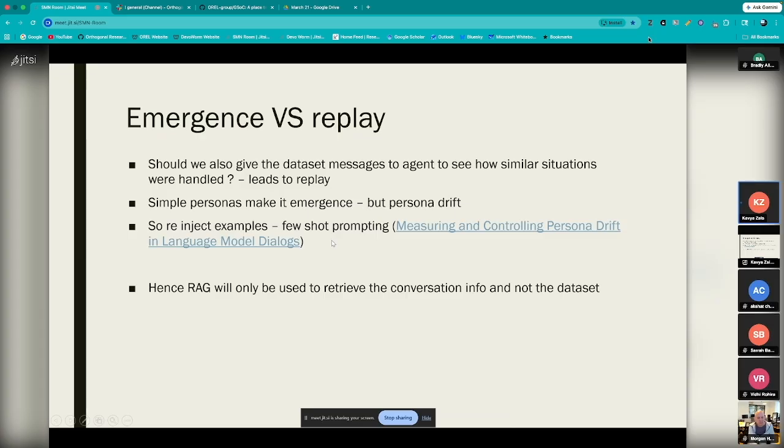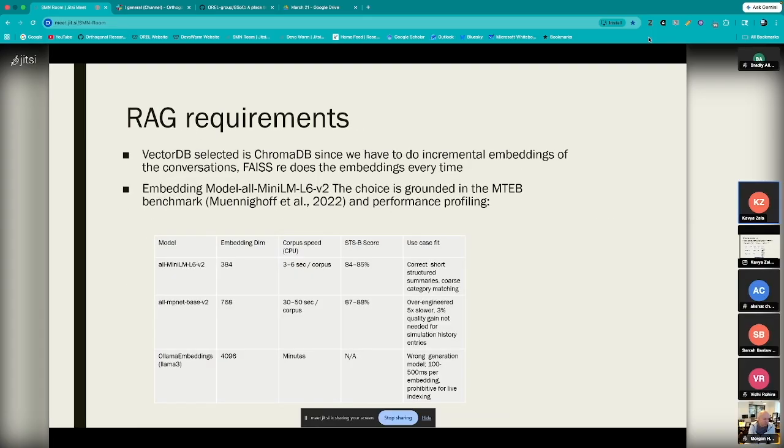Yes, I mentioned it. So RAG should only be used to retrieve the conversation info and not from the data set. I'm just saying that RAG should be used to get info about the current conversation that is happening in the simulation and not from the data set.